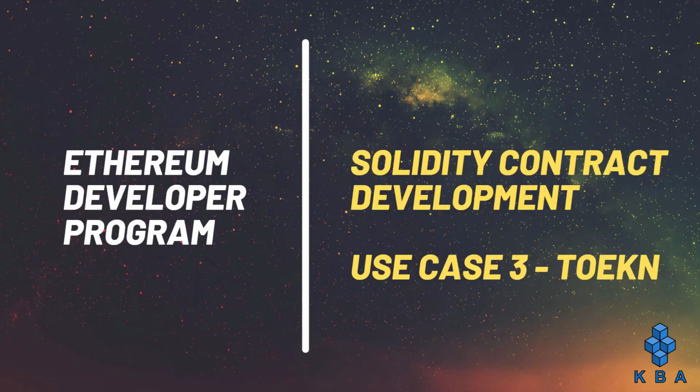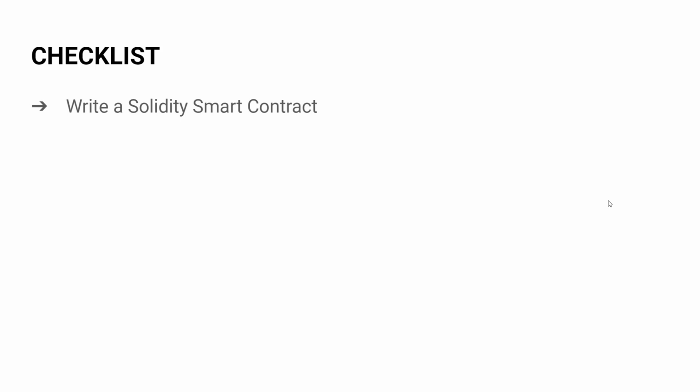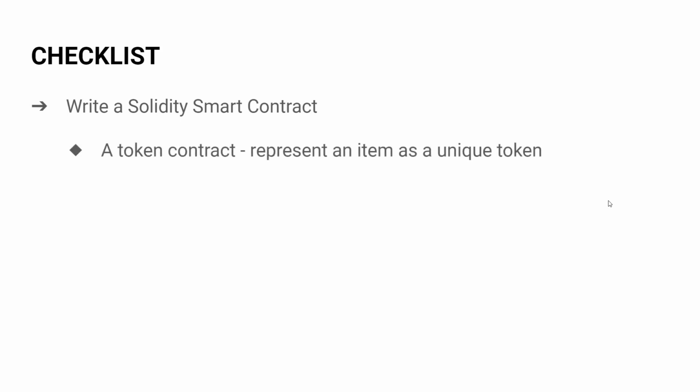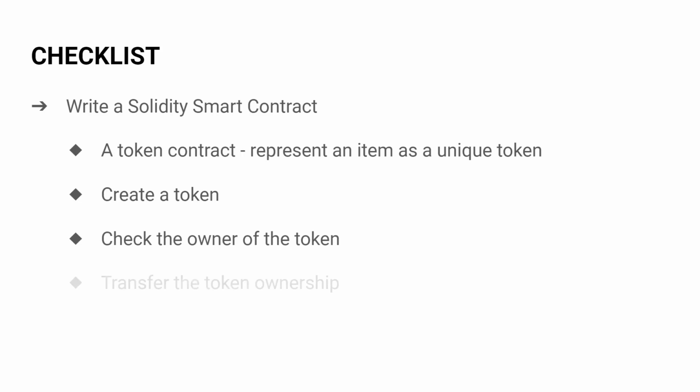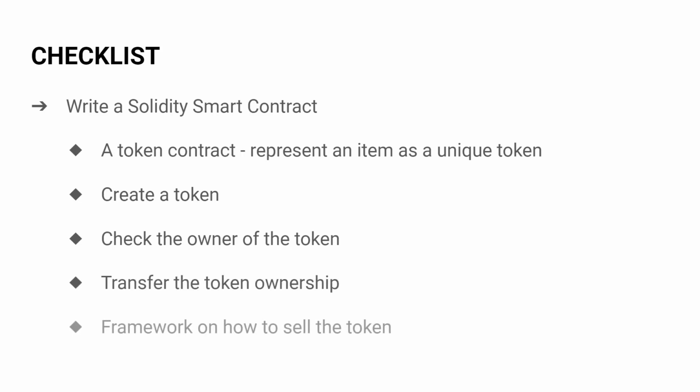The token use case. Checklist. We will write a Solidity smart contract, which will be able to represent an item as a unique token. The contract will have the functionality to create a token and transfer the token ownership. We'll also define the framework on how to sell the token.